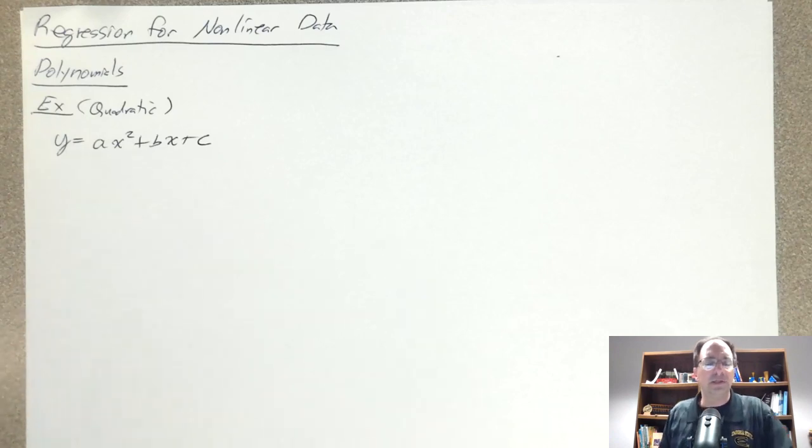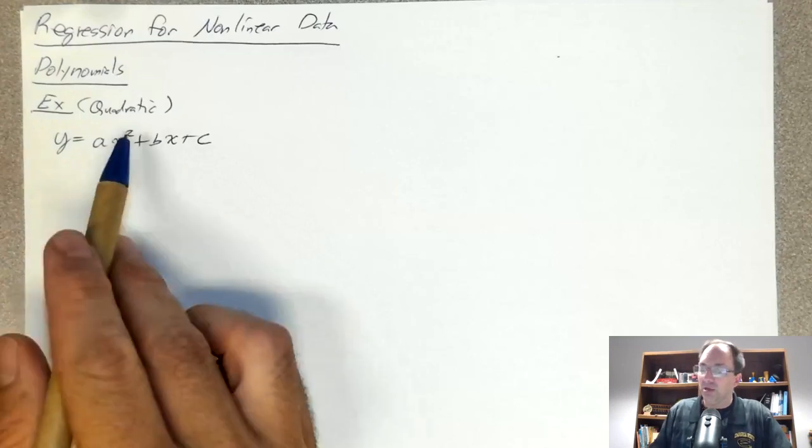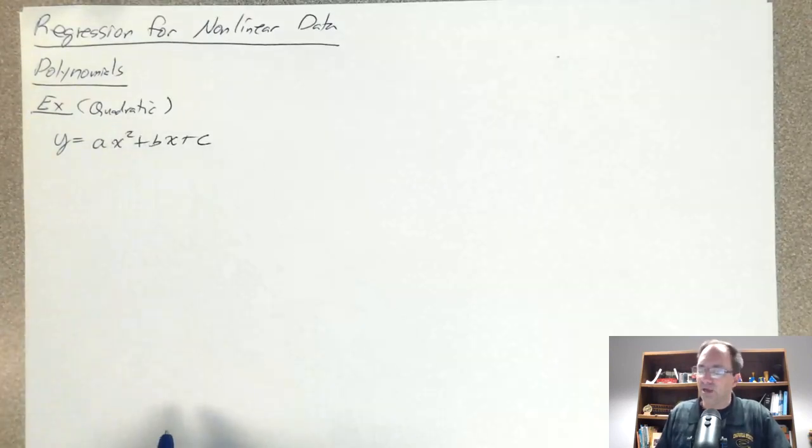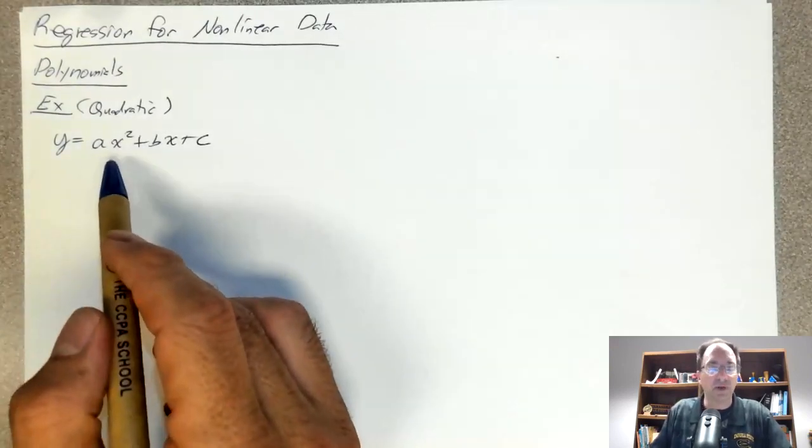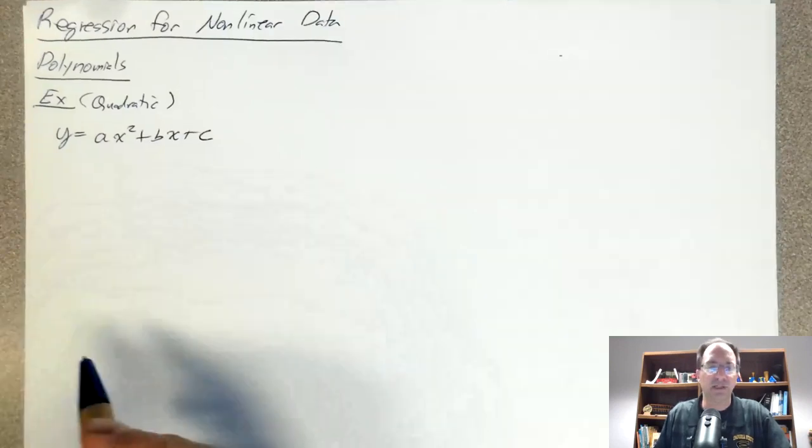Hello, this is our last part of the video series about regression for nonlinear data. We've looked at power functions and exponential functions, and now we're going to look at polynomials. We'll talk about quadratics first. And a quadratic, of course, is something of the form ax squared plus bx plus c.